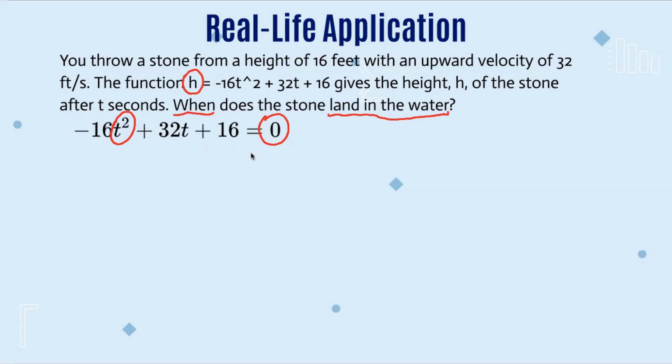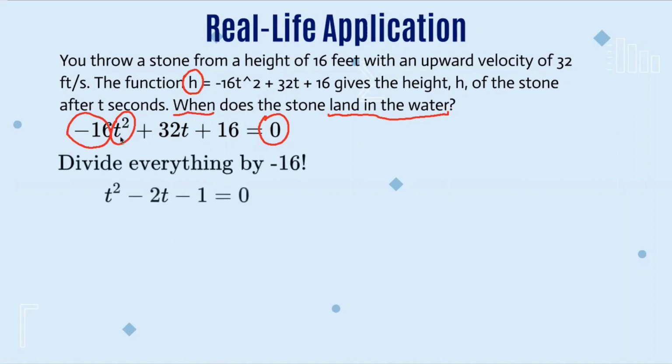We can solve this using complete the square. But looking at our leading coefficient, we have negative 16, and we need our leading coefficient to be 1. So I'm going to divide everything by negative 16. If you do that, negative 16t squared turns to just t squared. 32 divided by negative 16 would give you negative 2t, and then positive 16 divided by negative 16 would be minus 1, and then 0 divided by negative 16 would still be 0.